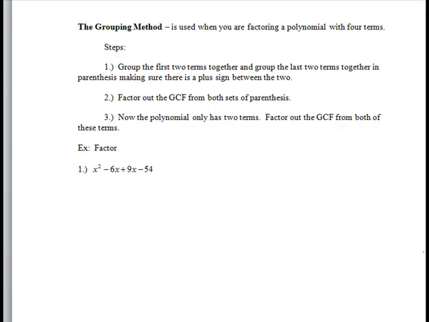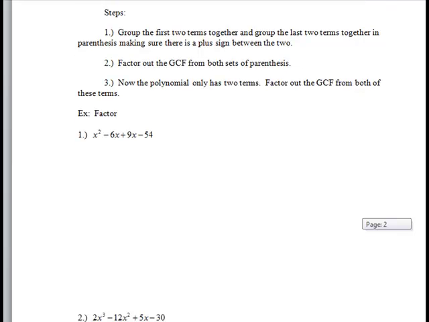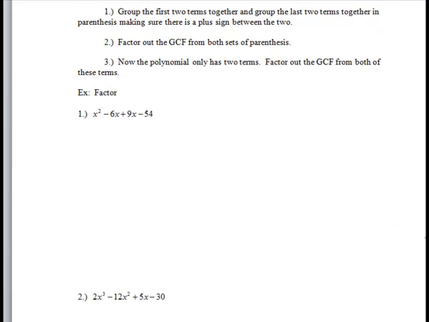Which brings us to our first actual factoring method, called the grouping method. We use this method when we're factoring a polynomial with 4 terms. So we want to make sure it's simplified, in most cases anyway, not always, but in most cases. See if we have a greatest common factor, make sure it's in standard form and so forth. Then we're going to group the first 2 terms together in parentheses and the last 2 terms together in parentheses, making sure we have a plus sign between the 2. So that's why it's called the grouping method. And then we're going to factor out the greatest common factor from each set of parentheses.